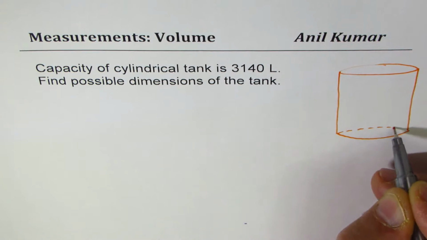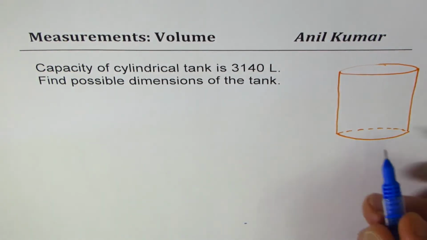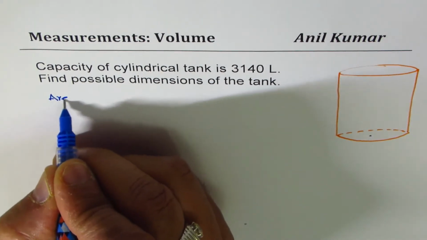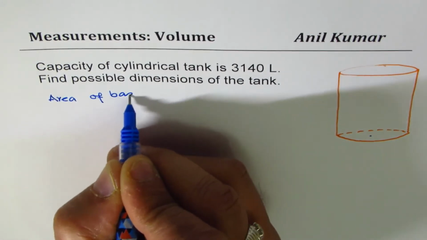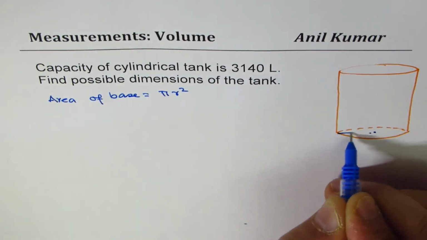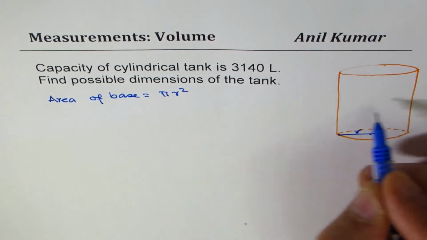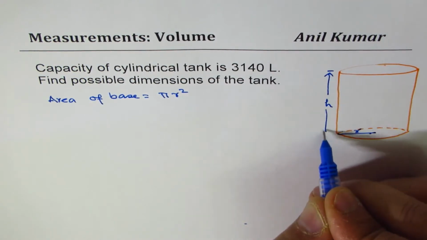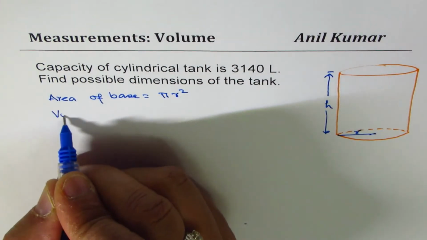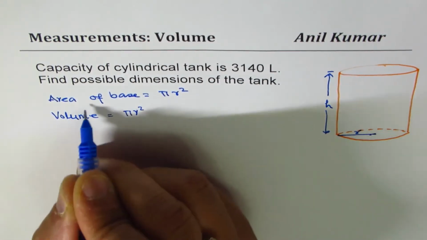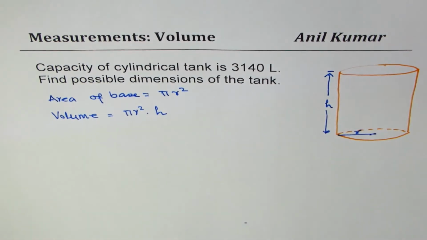As you can see, the base is a circle, right? So what is the area of the base here? We know area of base is pi r square, if the radius is r, right? And if height is h, let us say, then we can calculate volume. Volume is area of the base, which is pi r square times height. So that becomes the volume of any cylinder, right?